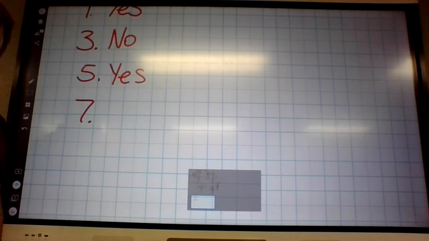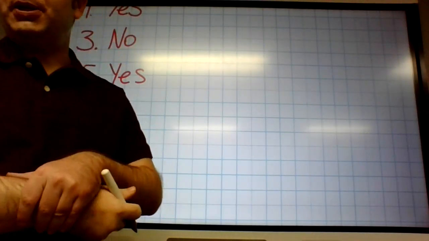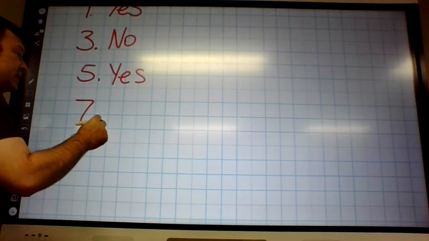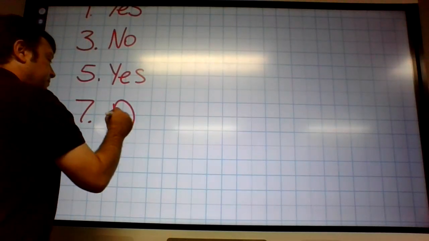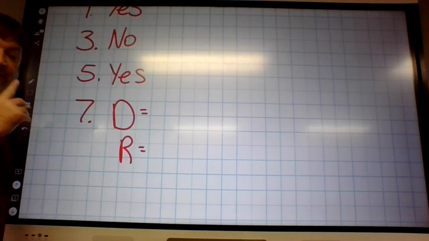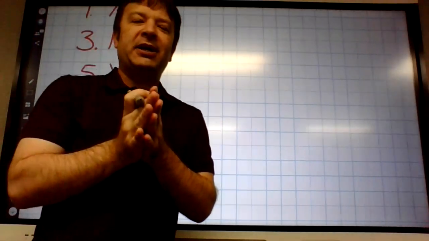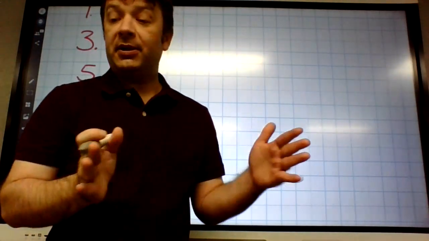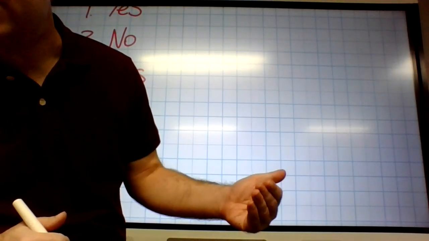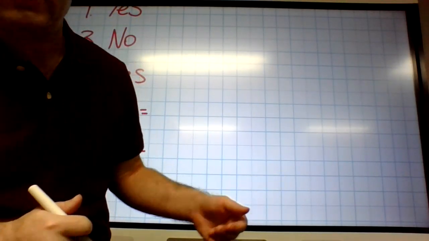Okay. Number 7, they're going to make us do a little bit more work. For each graph relation, state its domain and range, and then whether it is a function or not. So what did domain mean? Right, x values. And then the range is the y values. Remember, x values go left and right. So that leftmost point is what, -4, -2, I think it is.